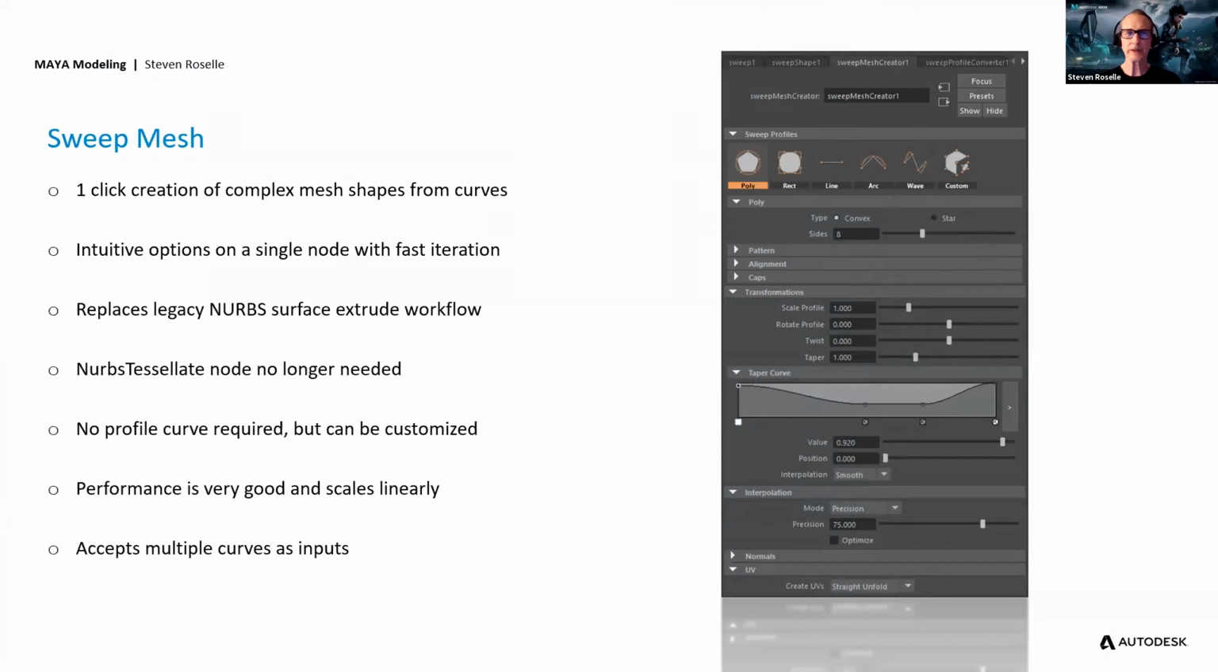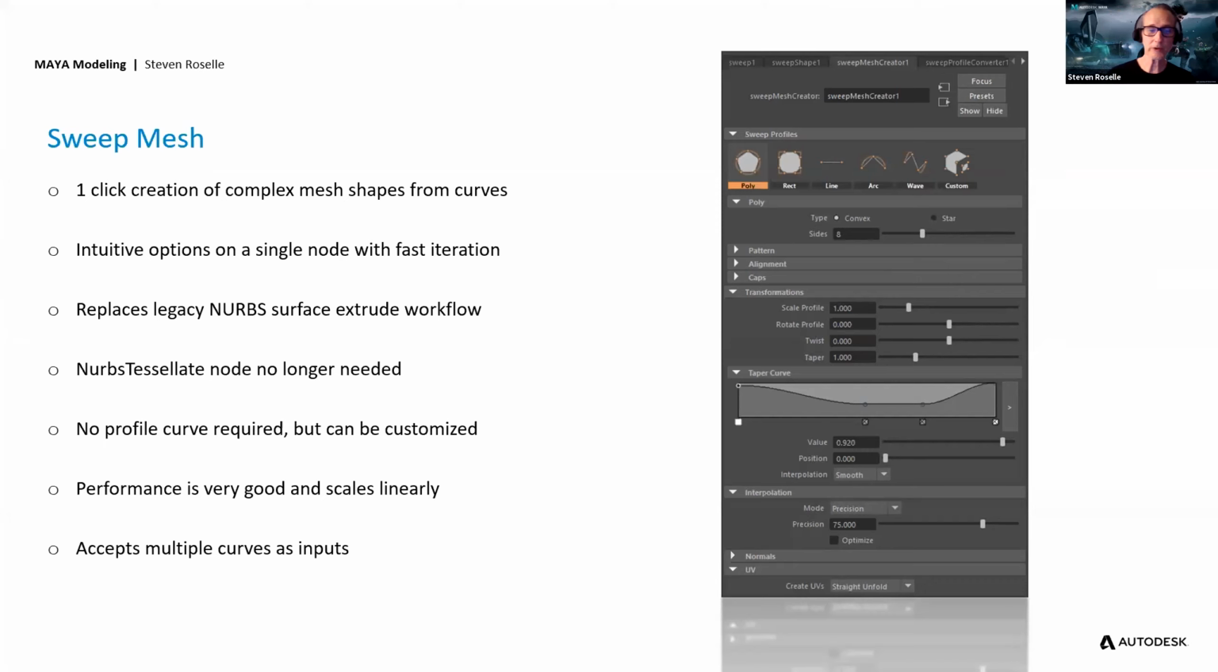It replaces the old legacy NURBS workflow. The legacy NURBS workflow has been around for a while. It's still there. You can use it, but as a lot of modelers know, it can be a bit cumbersome for creating this kind of mesh in particular. One of the things was this NURBS tessellate node. Without going into too much detail, it was really complicated and unintuitive and hard to use. So this no longer requires any of that. You're not using NURBS at all. You're just going directly to polygons, which is the more common use case.